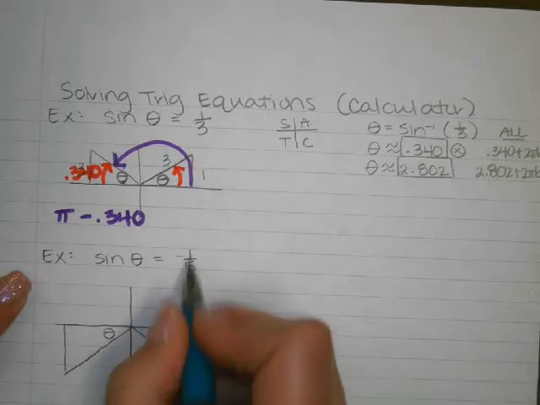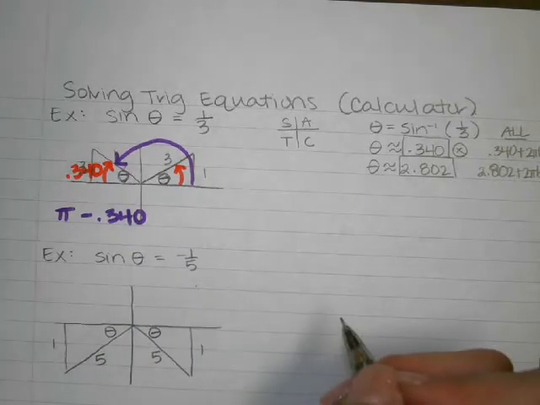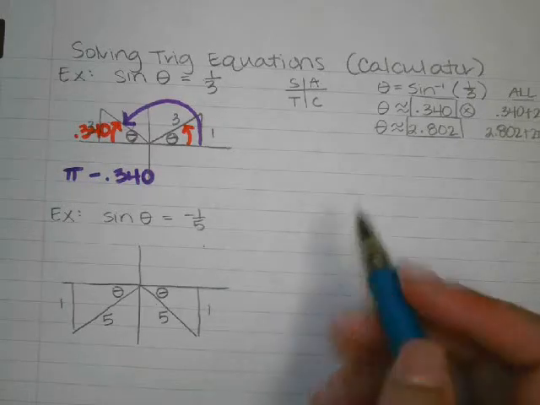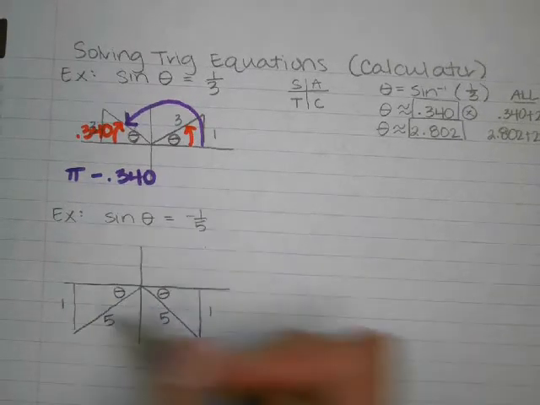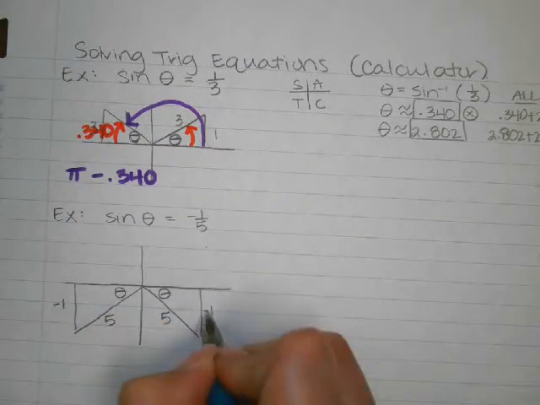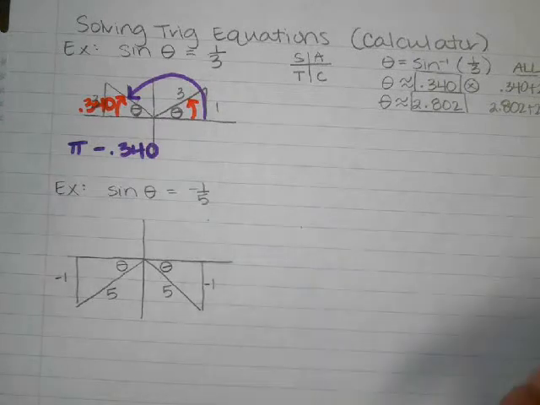So I have opposite over hypotenuse. And I know that when I draw these triangles, the side that would have to be negative would be this side because it goes down 1. The hypotenuse should never be labeled as a negative. So now I need to think about how my calculator is going to measure these angles.